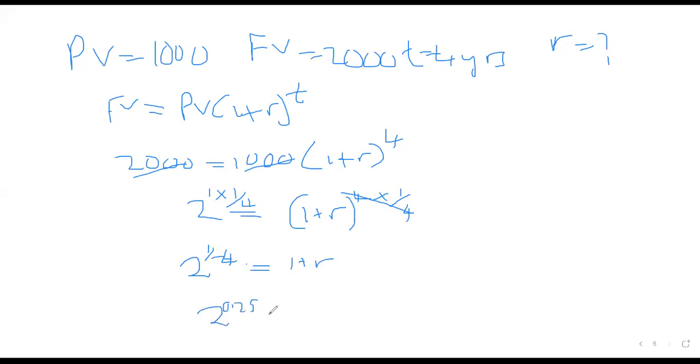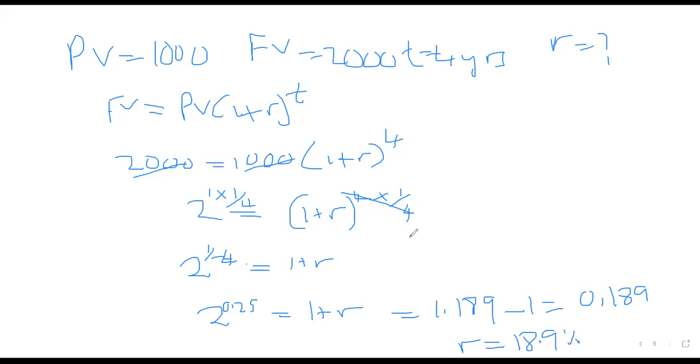So if we're going to power 2 to the power 0.25, we're going to have 1.189. So 1.189 minus 1 is 0.189. So multiply this by 100 because interest rates are a percentage. We're going to have 18.9%. So this means that at 18.9%, 1,000 will double in 4 years. So this is subject to a formula. All right.